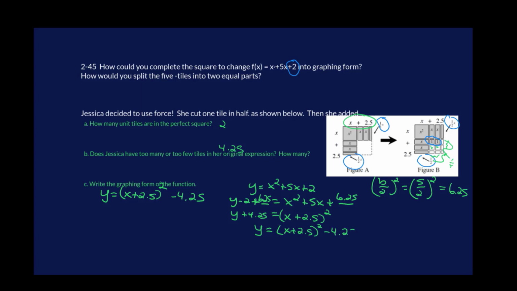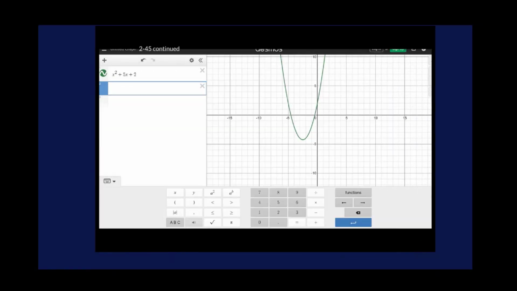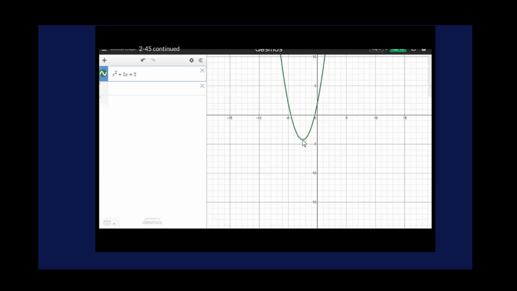Minus 4.25. Okay. And what I'm going to do now is show you a really quick video of the two graphs put together and how they are equivalent. So this is me showing that the two graphs that we came up with were equivalent. You'll see here that I have the original x squared plus 5x plus 2 graphed. And if you look where the vertex is, that is at negative 2.5 and negative 4.25, which is what we actually figured out.